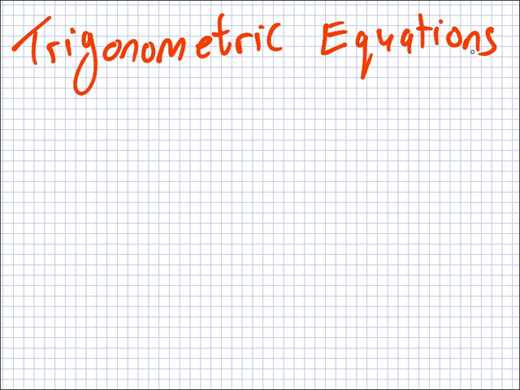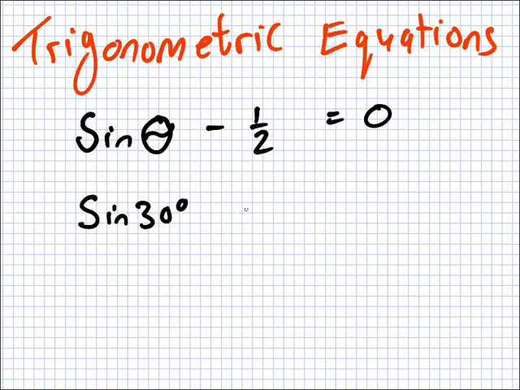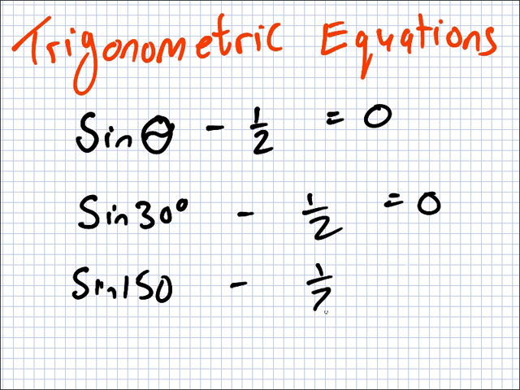Okay. Right. Trig equations. So, with the help of your calculator, here's a simple equation: sine theta minus a half equals 0. What's theta? See if you can give me the theta here just to get started. 30, yeah, because sine 30 degrees minus a half equals 0. However, if you use your calculator and type in sine 150 minus a half, you'll also get 0.